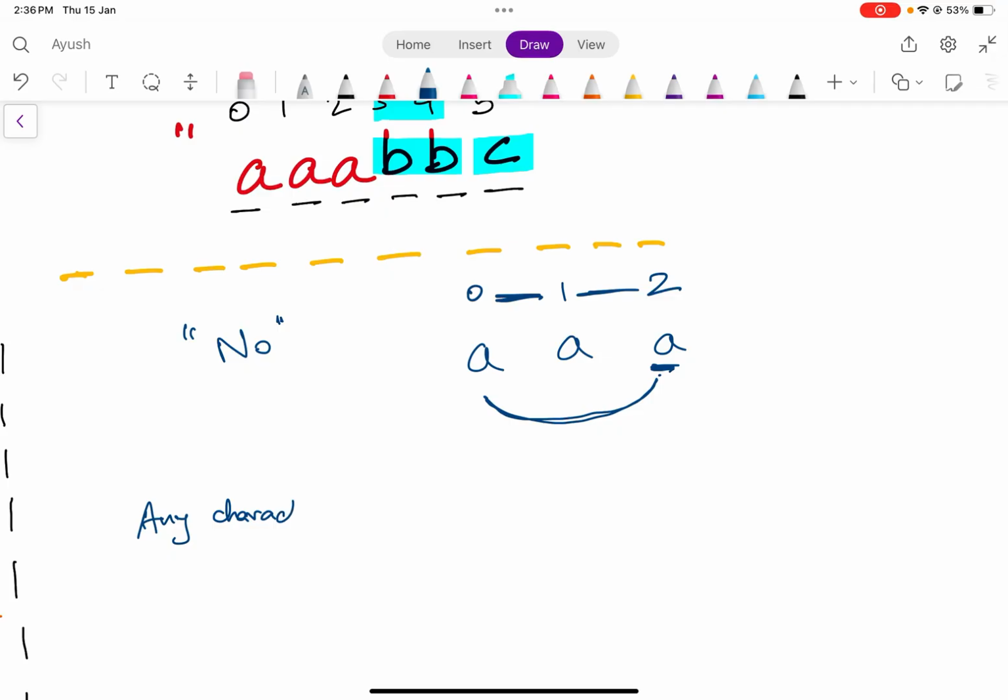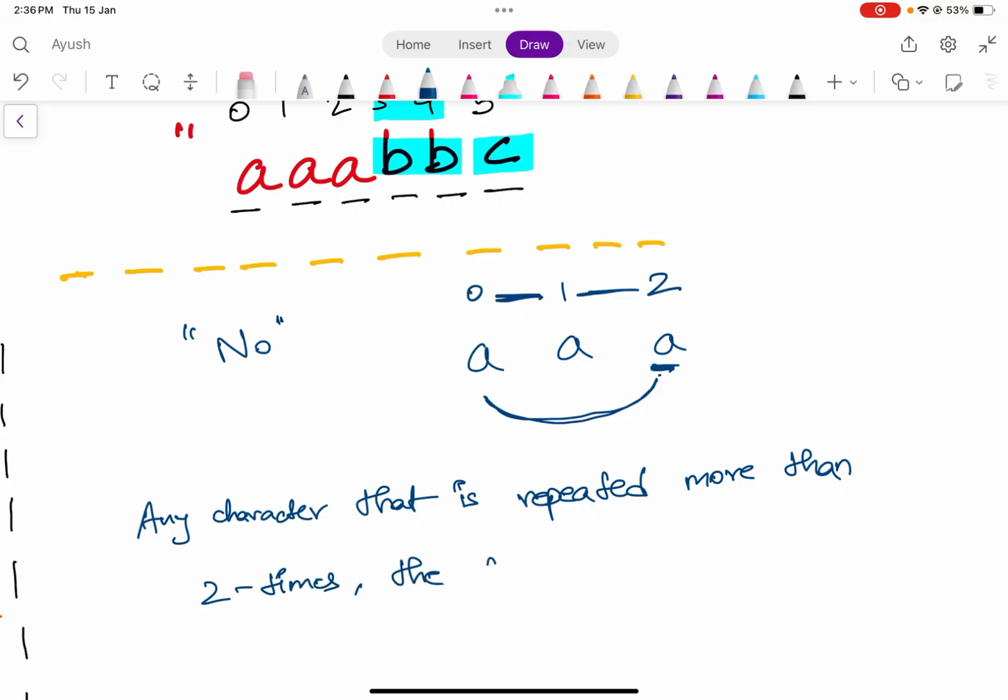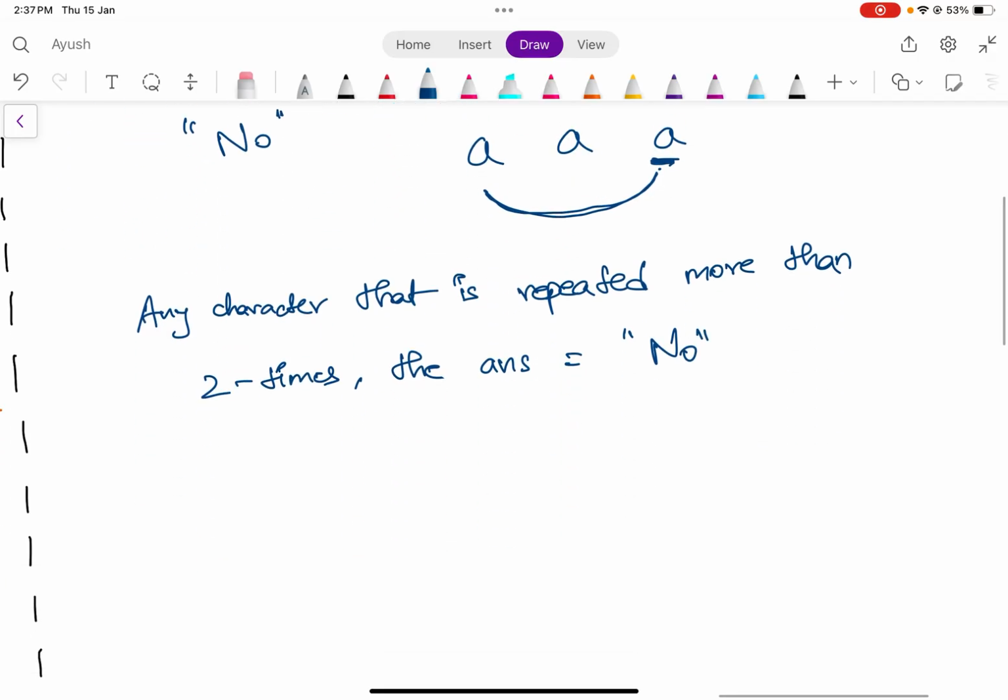And that is why we can say that if any character is repeated more than 2 times, that is, if its frequency is more than 2, the answer will always be no.